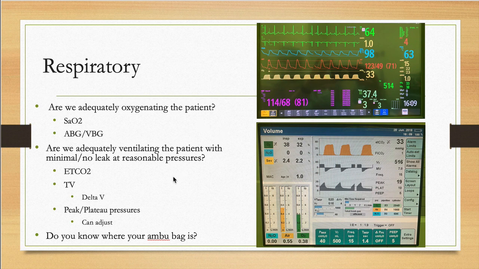My second question I like to ask is, are we adequately ventilating the patient with minimal to no leak at reasonable lung pressures? And this particular question can be answered by looking at the ventilator on this Draeger model here, starting with end-tidal CO2. Of course, the faster that you breathe or the deeper that you breathe, the more CO2 that you blow off. So it's pretty easy to look at this number, but also to appreciate this waveform.